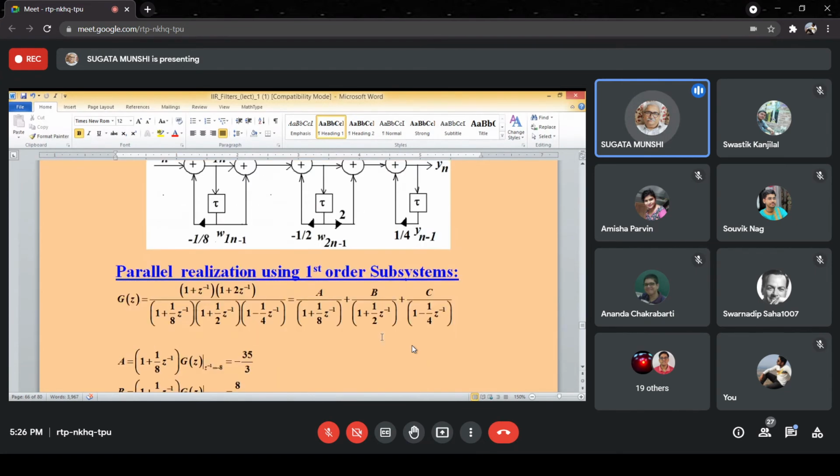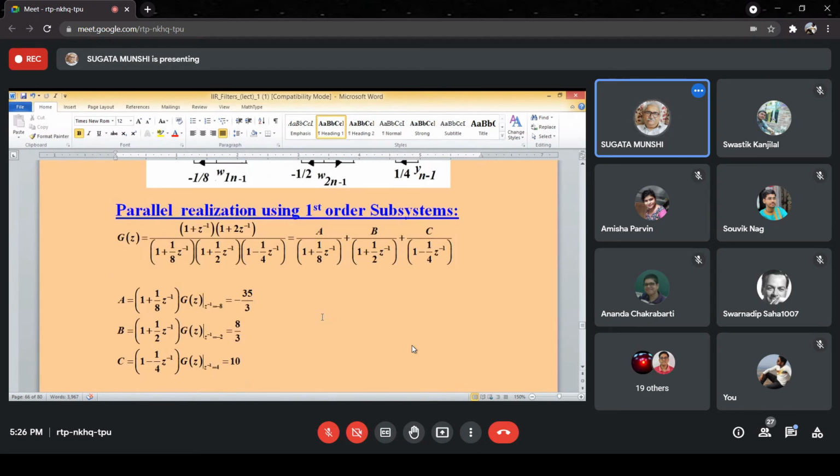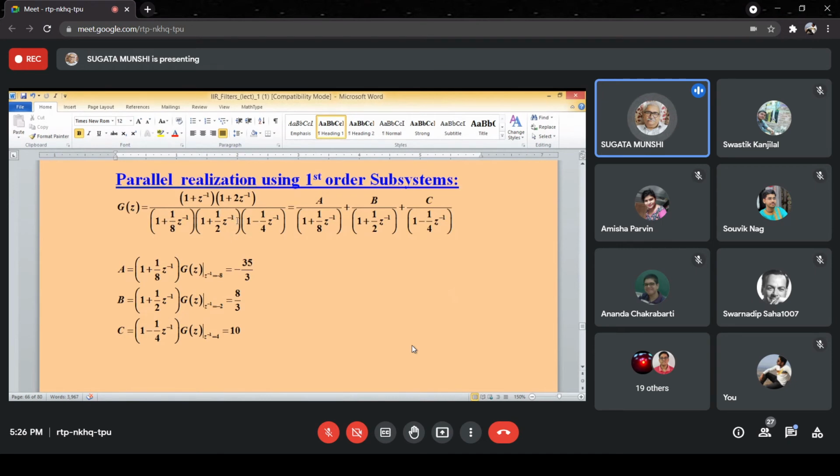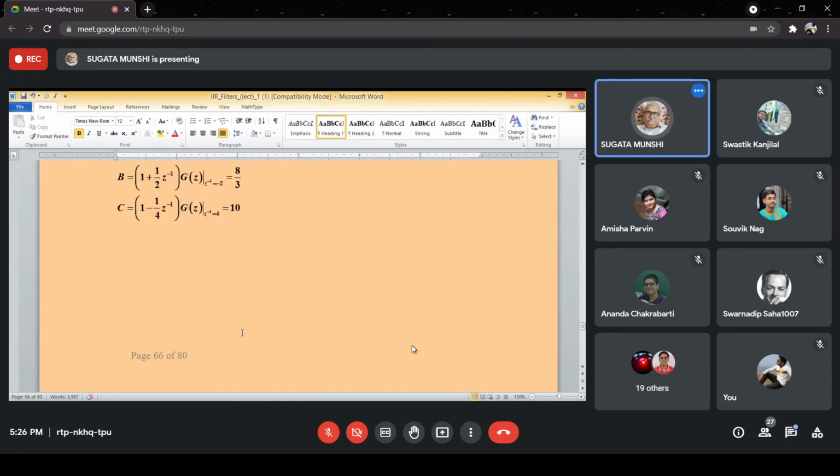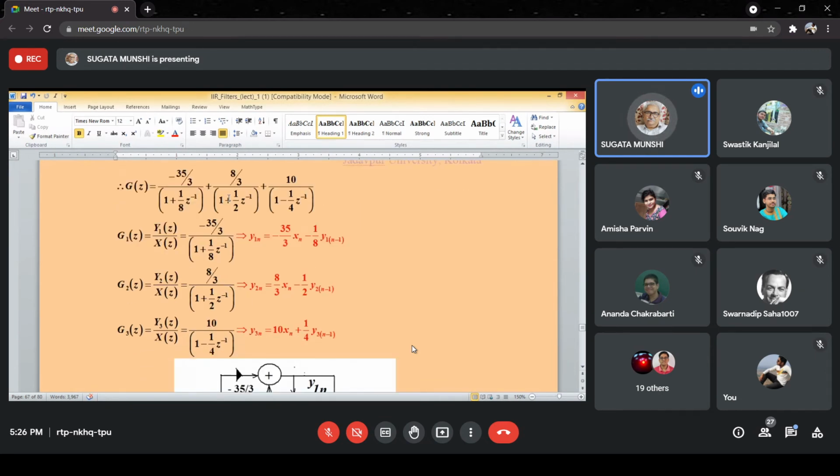All right. Similarly, you can have parallel realization using first order subsystems. I have expanded in terms of partial fractions. So Gz, if it were a ratio of polynomials in z, the factors were in terms of z, then I should have obtained Gz by z first. But because I am proceeding not in terms of z but in terms of z to the power minus 1, I have straightaway written down A by that one, B by this one, and C by one. So A comes out as minus 35 by 3, B will come out as 8 by 3, and C will come out as 10.